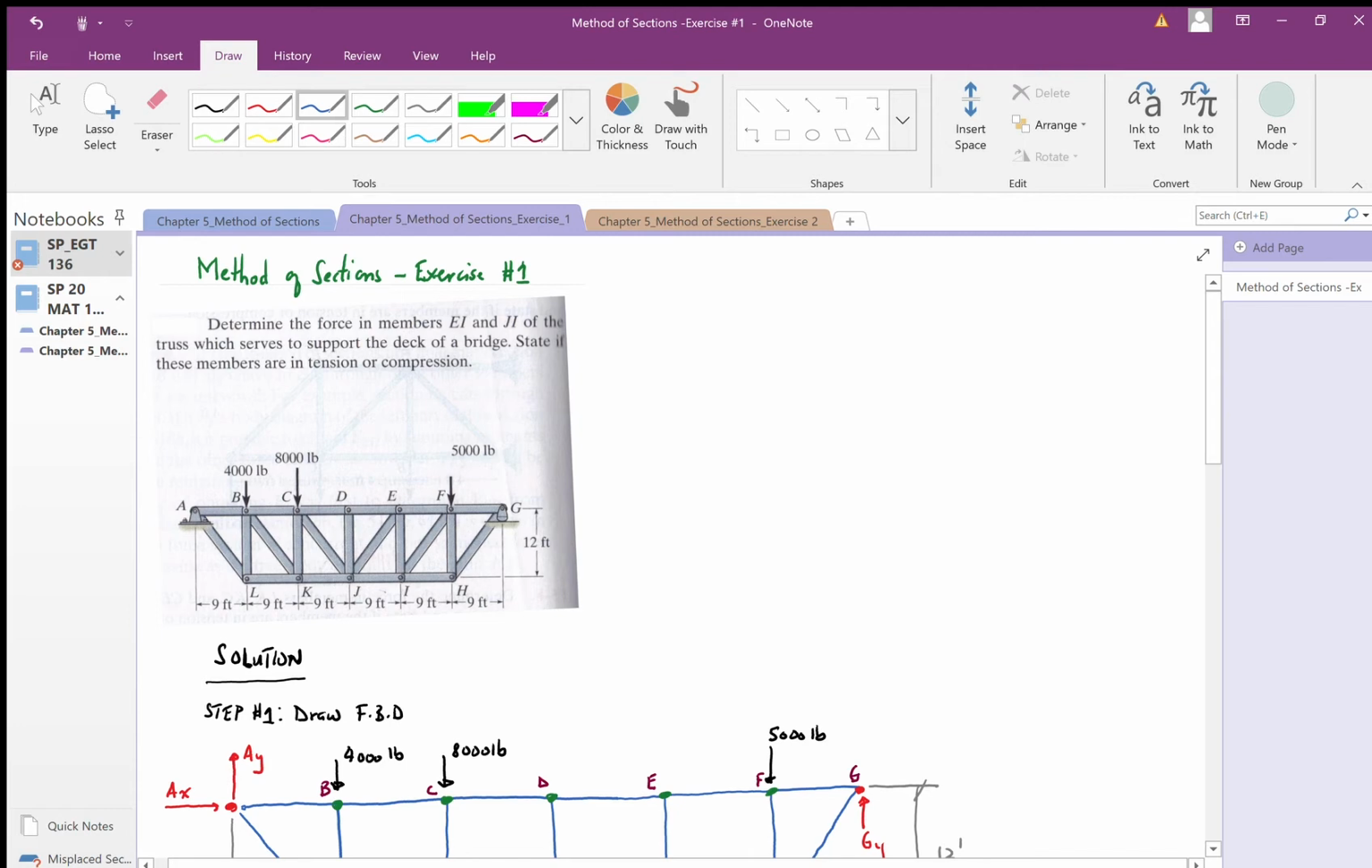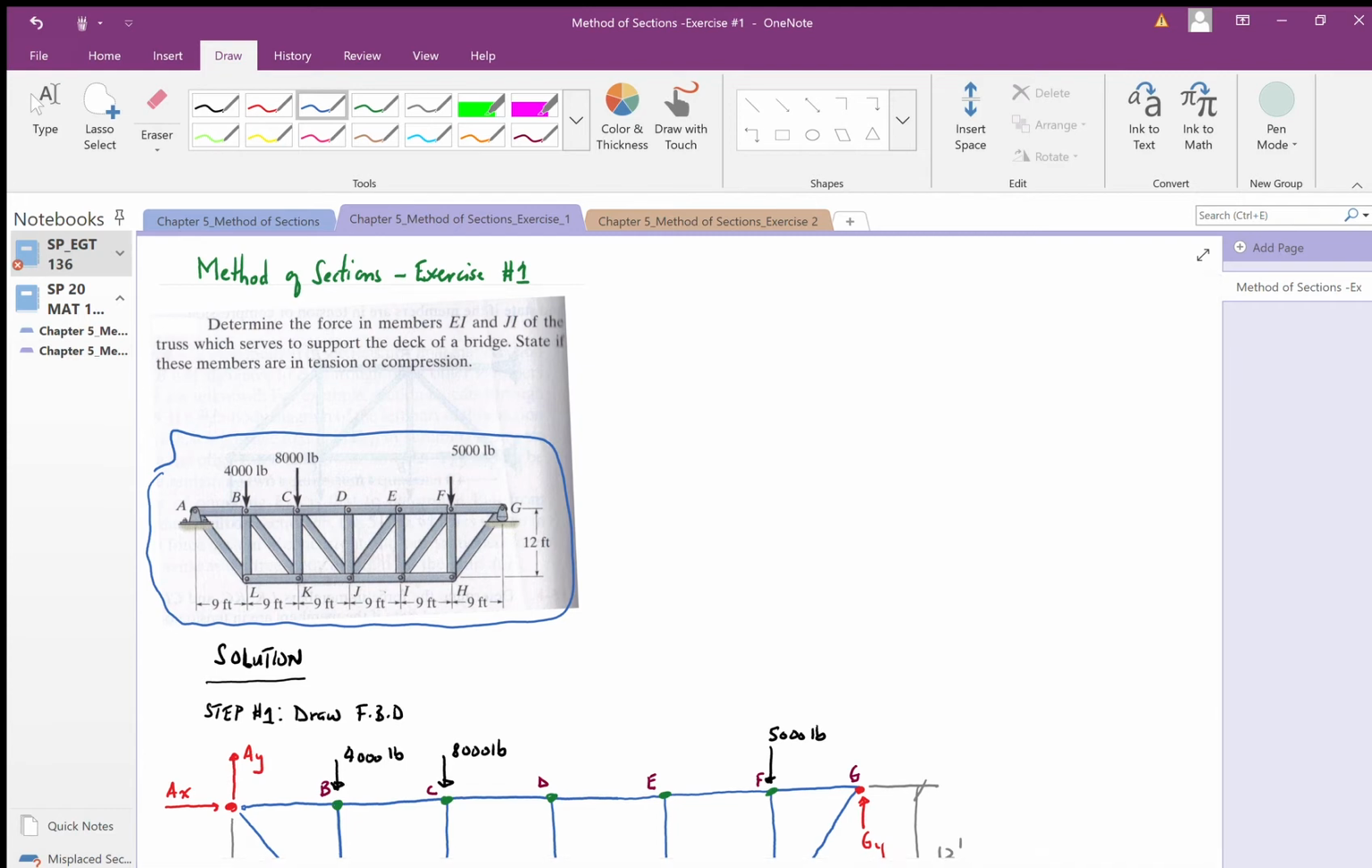certain members within a frame. You have this total frame here, and whether you're trying to analyze if each member is in tension or compression, you just want to look at certain members of this whole structure. So the idea is to use the method of sections. Here's an example, a continuation of the example problem from the previous video.